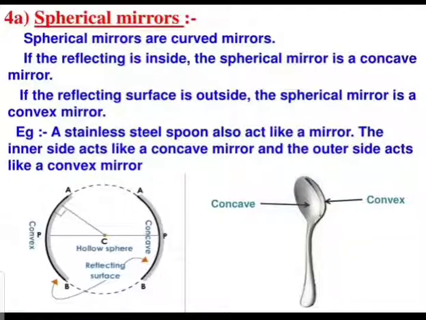For example, a stainless steel spoon also acts like a mirror, because its surface is smooth and shiny. The inner side acts like a concave mirror and the outer side acts like a convex mirror. You can see in the diagram the stainless steel spoon: the side which is curved inside is the concave, and the side which is curved outside is the convex.